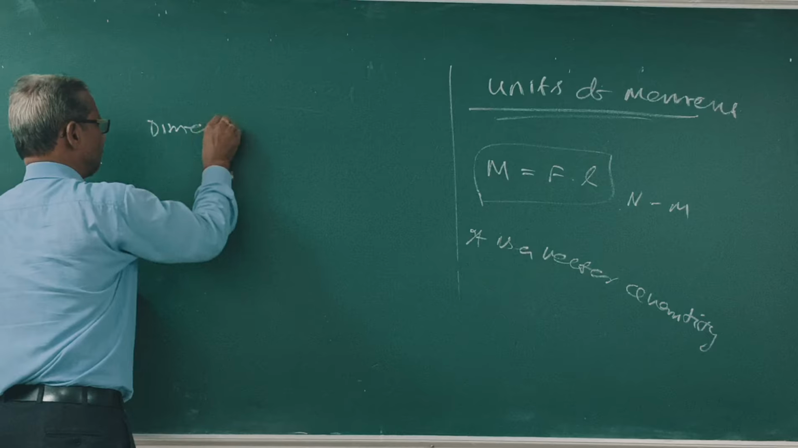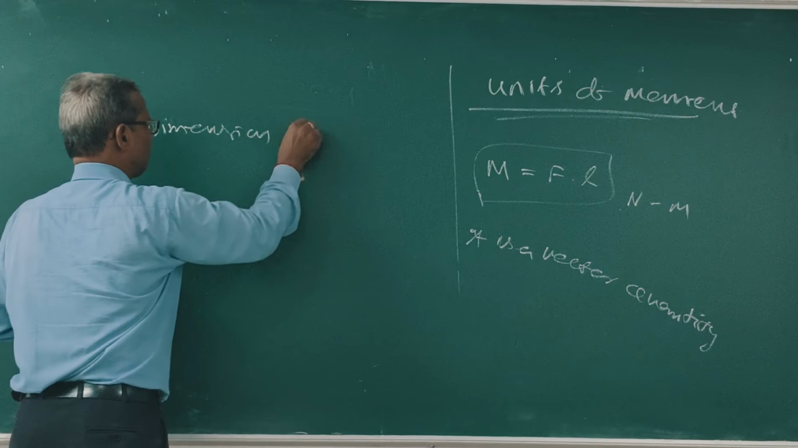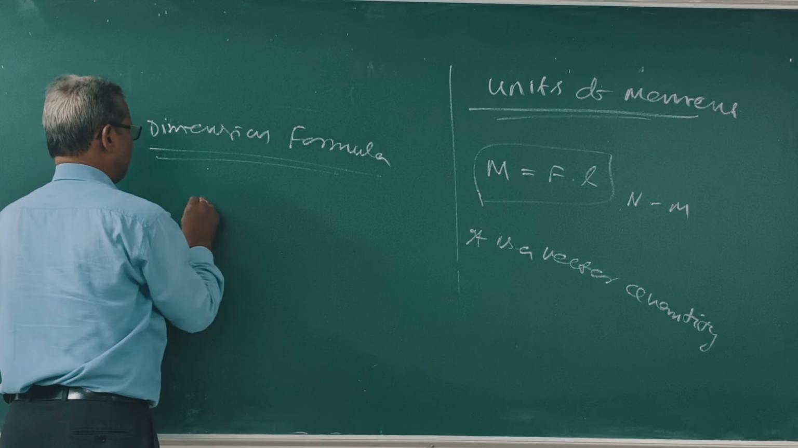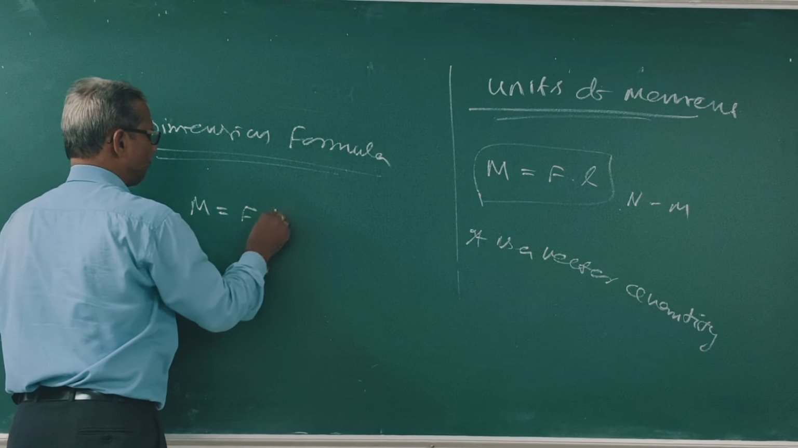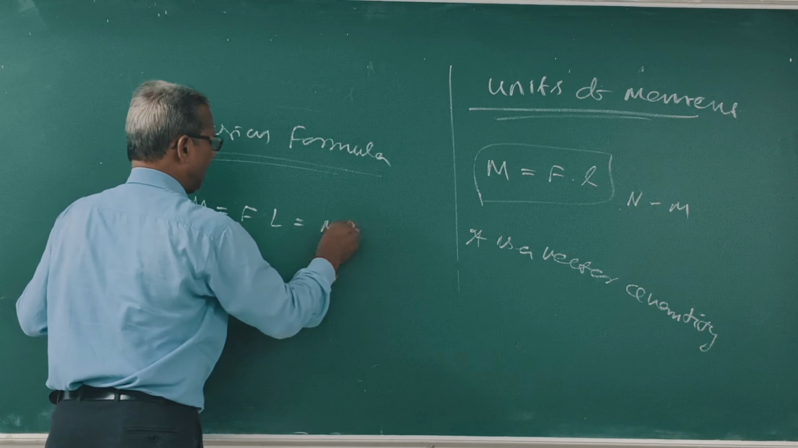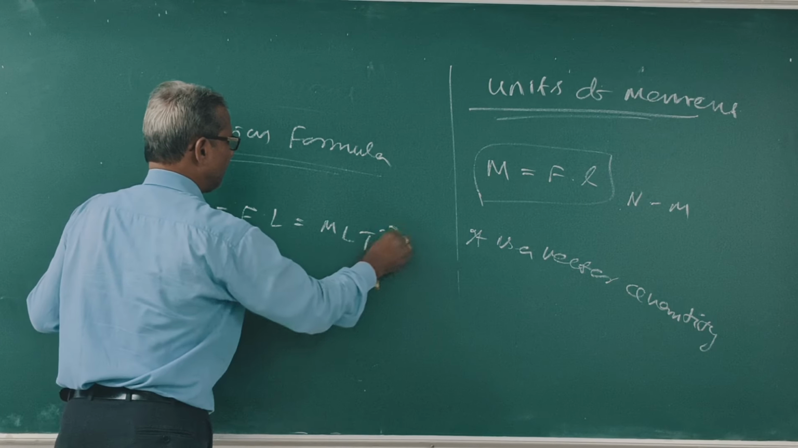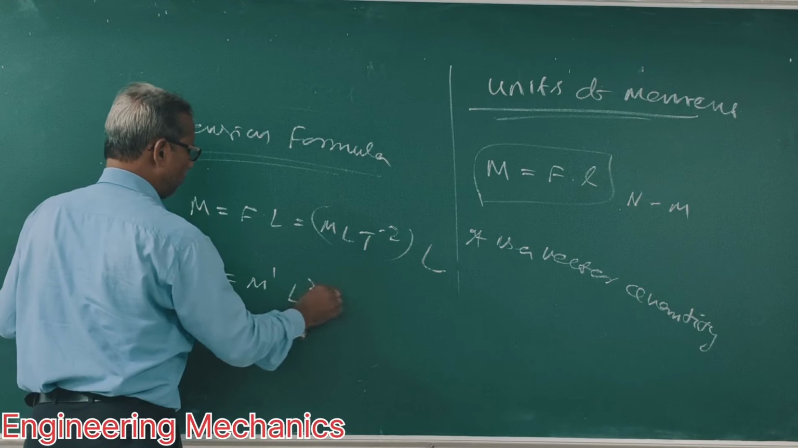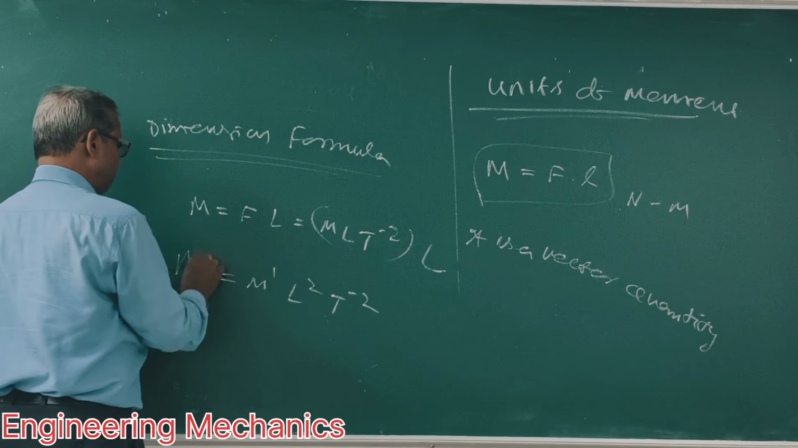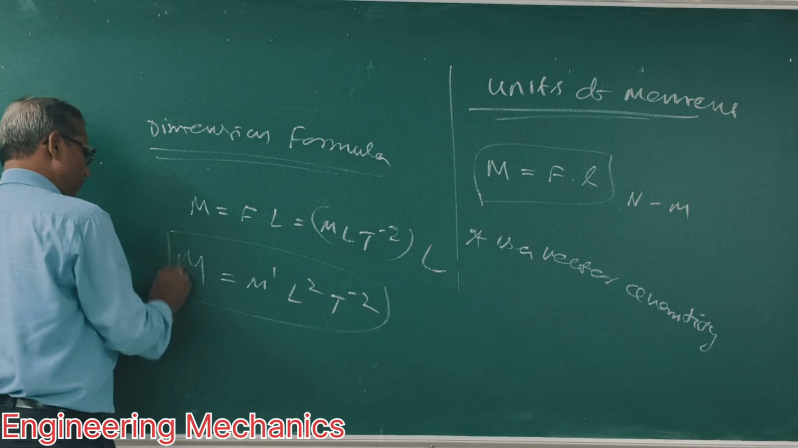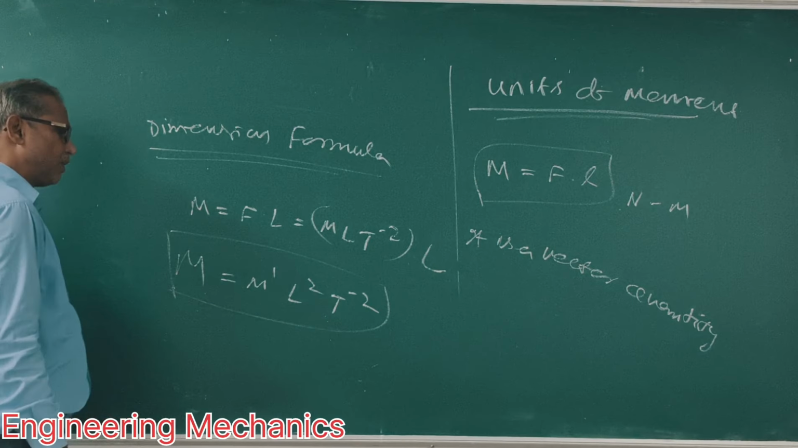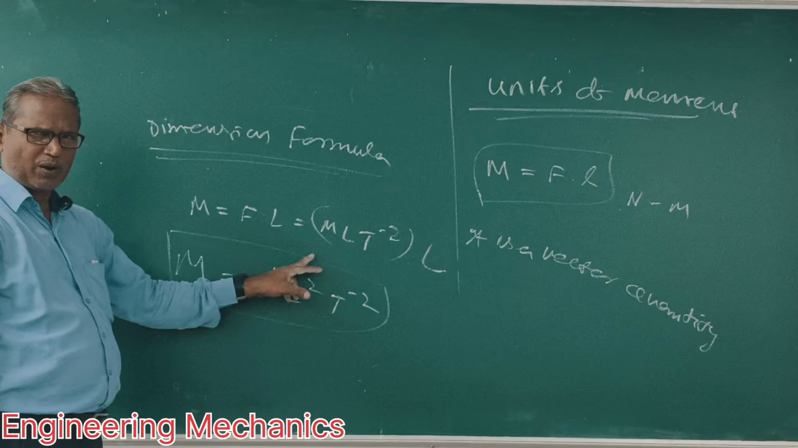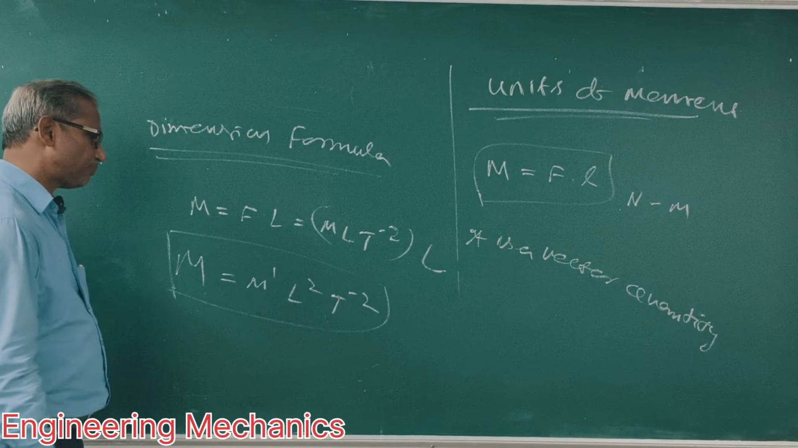Dimension formula. What is M? M is equal to F into L. F is M L T^-2, into L. So M^1 L^2 T^-2 is the dimension formula of moment. M^1 L^2 T^-2. This is the dimension formula for moment. Clear?